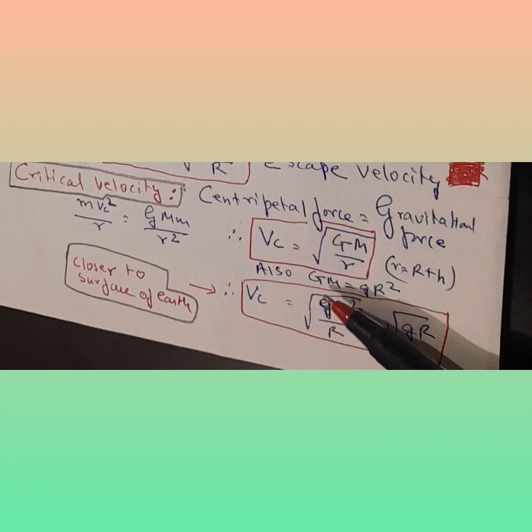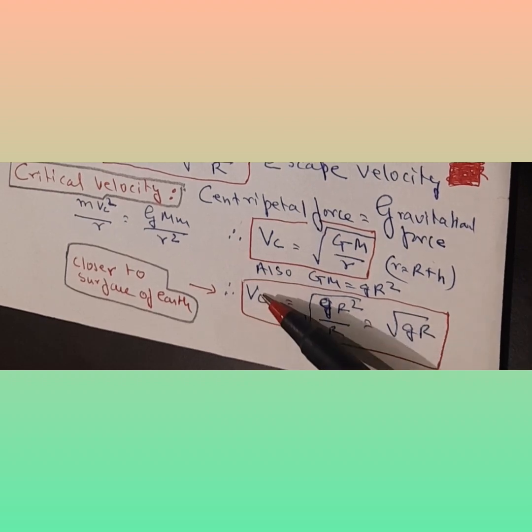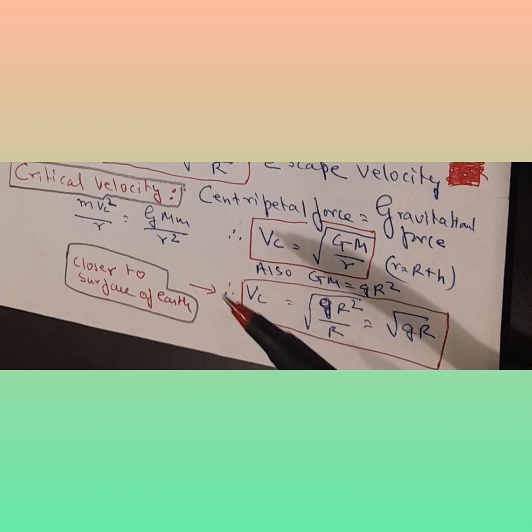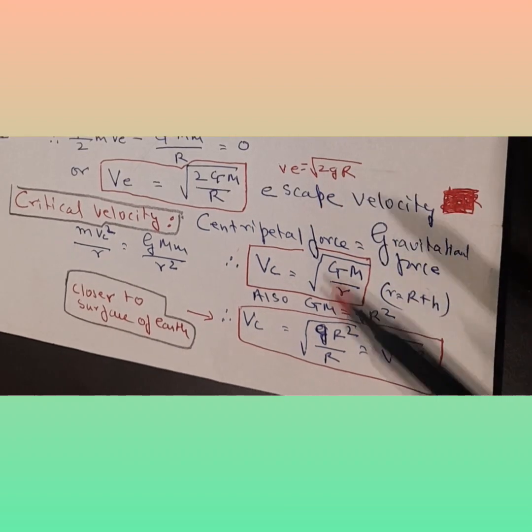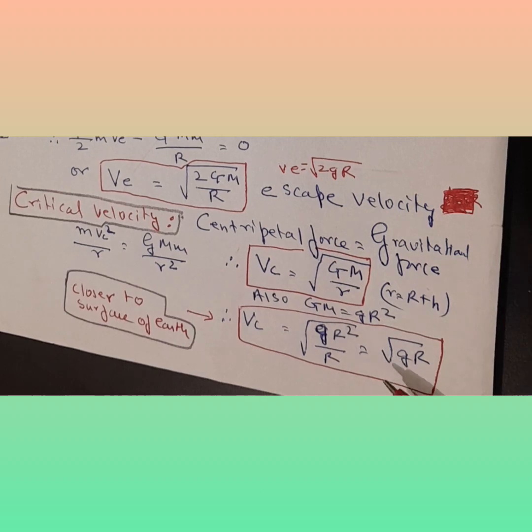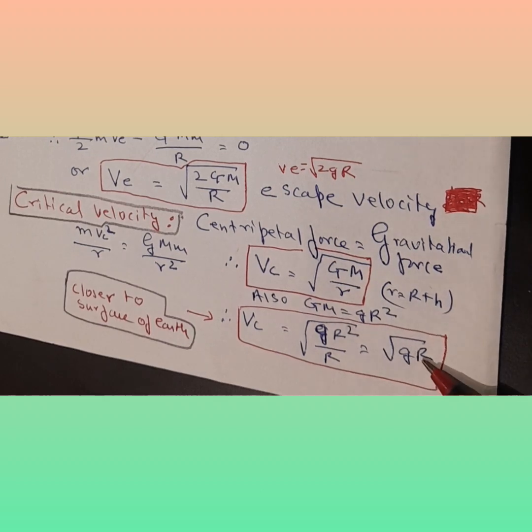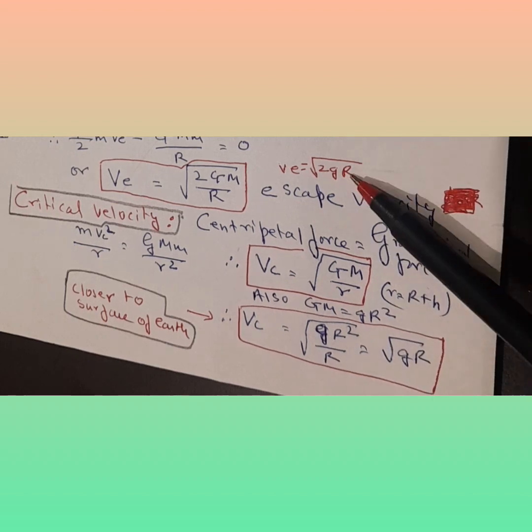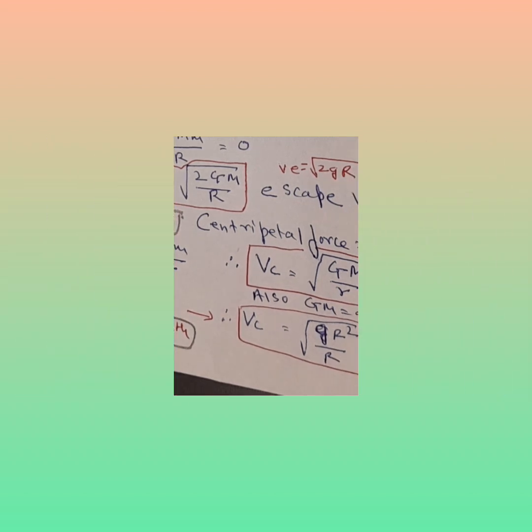Now again, as I explained above, GM is equal to gR square, so we can substitute that, and the formula would be root gR. So critical velocity closer to the surface of the Earth would be root gR, whereas we found escape velocity to be root 2gR, and this can change with height. So instead of capital R, it would be small r. Here also instead of capital R, it would be small r.